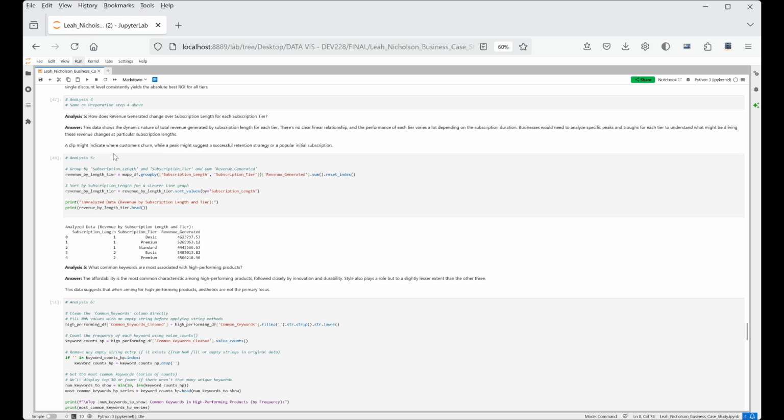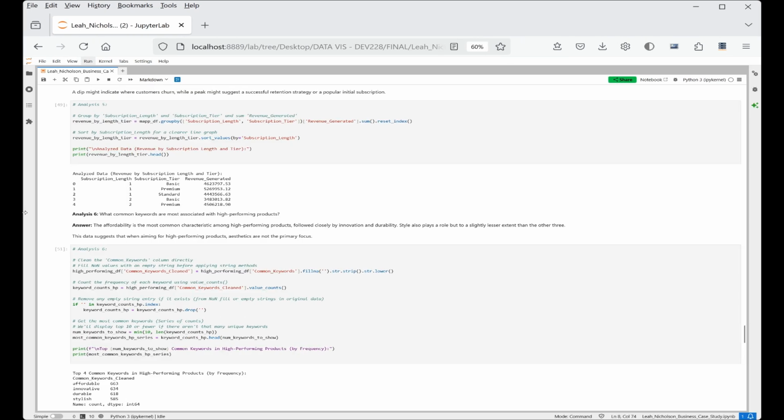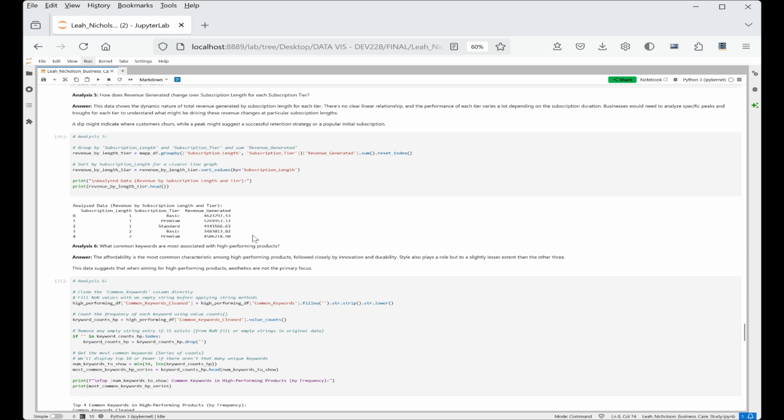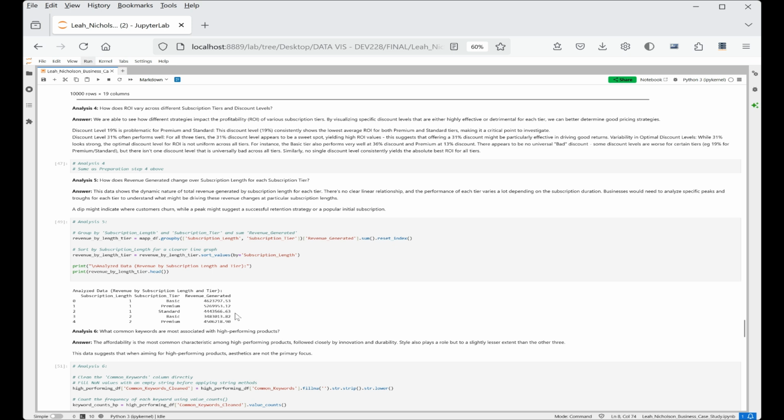We can see here that I grouped by the subscription length and the subscription tier, and then I summed revenue generated. I then sorted by the subscription length for a clearer line graph, and then down below you can see the head of that data frame, the revenue by length tier. And that gives a fairly straightforward view of that, but the visualization will be a lot more clear.